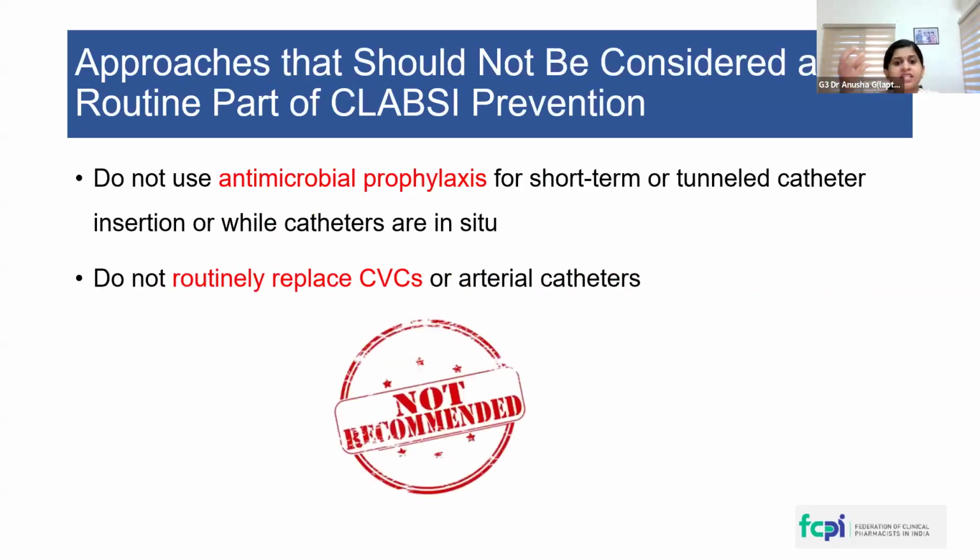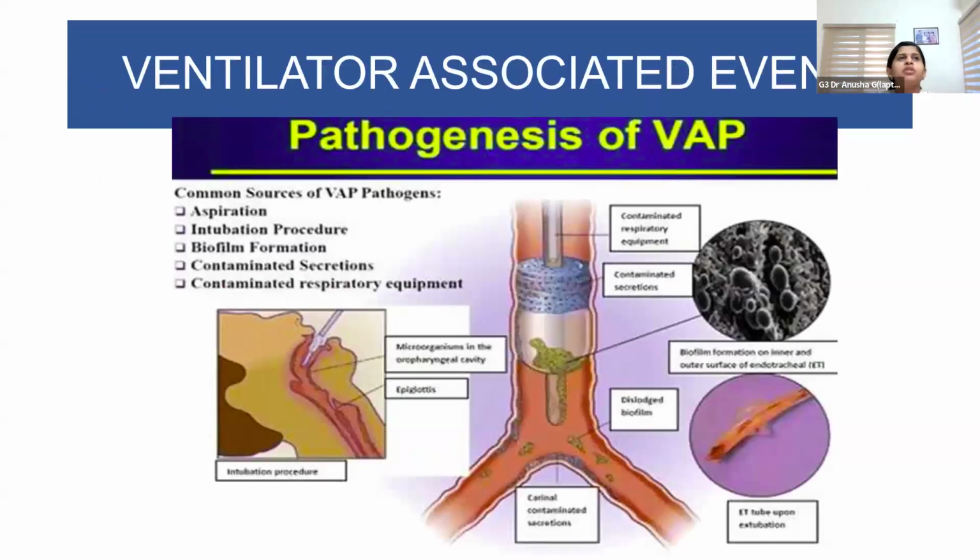Now, what are the things which are not recommended as a part of CLABSI prevention? Never administer antimicrobial prophylaxis thinking that it will prevent CLABSI, especially for short-term duration catheters or tunnel catheters. And there is no concept of routinely replacing CVCs. Only the dressing is changed after 2 days or 7 days, depending on whether it is a gauze dressing or a transparent dressing. But there is no concept of routinely replacing central venous catheters or arterial catheters. So that must not be done. Right, so with that, we come to the end of the CLABSI care bundle. I hope it was clear.